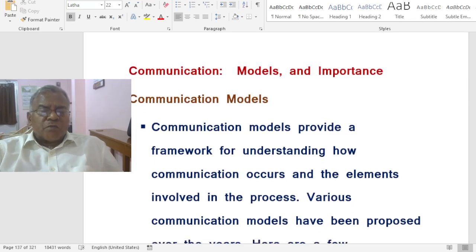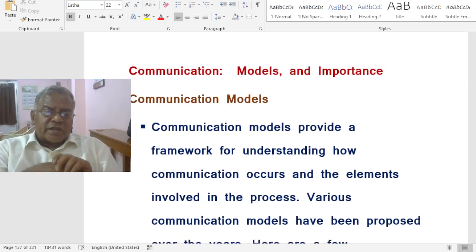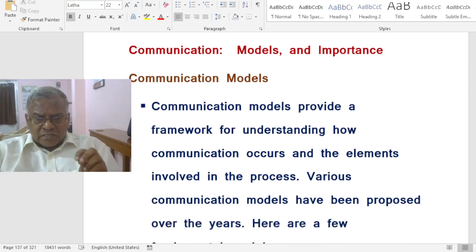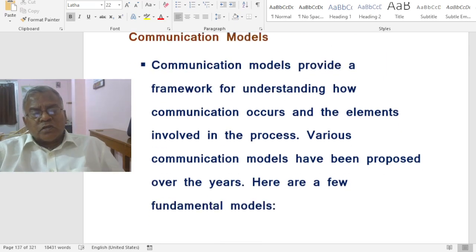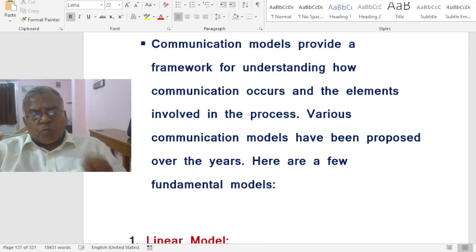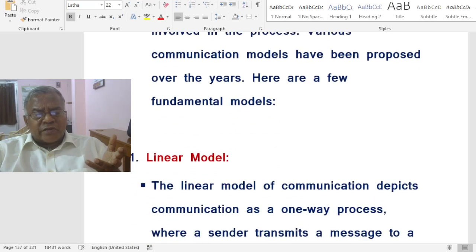So, communication models and importance. We'll study some questions on models and importance. What are communication models? Communication models provide a framework for understanding how communication occurs and the elements involved in the process. Various communication models have been proposed over the years. Some of the fundamental models we are giving here.